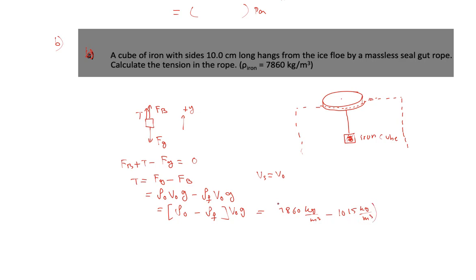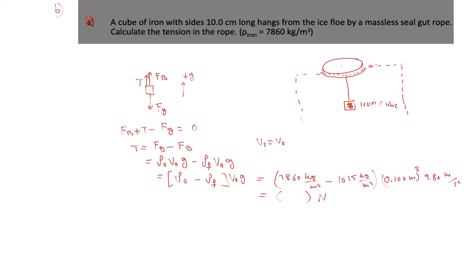So this would be the tension, times the volume of the object. It's a cube, and each side is 10 centimeter, so 0.1 meter, so the volume of the object will be 0.1 cubed, times 9.80 meter per second squared. Simply multiply these numbers out and you get some number in newtons. So this would be the tension force in the string.